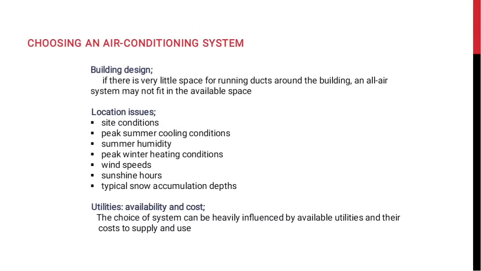Choosing an air conditioning system. Building design. If there is very little space for running ducts around the building, an all air system may not fit in the available space. Location issue. Site condition, peak summer cooling conditions, summer humidity, peak winter heat conditions, wind speed, sunshine, or typical snow accumulation depth. Utilities, availability, and cost. The choice of system can be heavily influenced by available utilities and their cost to supply and use.